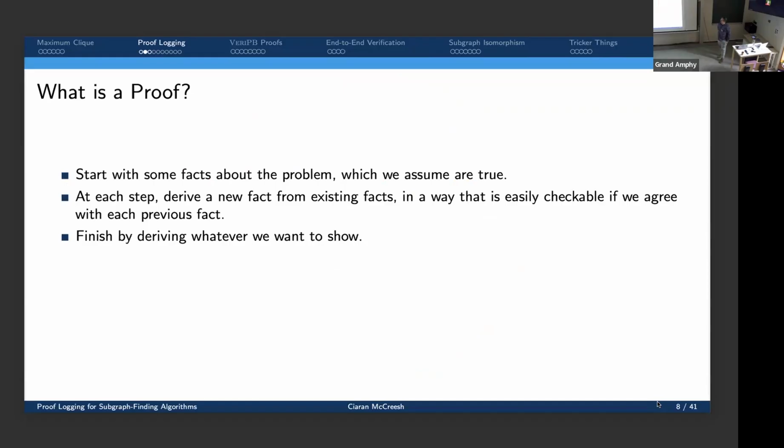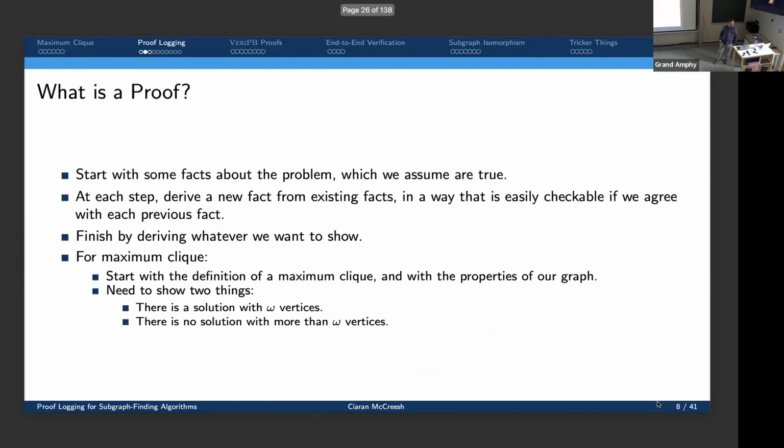Okay, let's do this properly. What is a proof? We're going to start with some facts about the problem, which we assume are true. At each step, we're going to derive a new fact from the existing facts in a way that is easily checkable if we agree with each previous fact. And we're going to finish by deriving what we want to show.